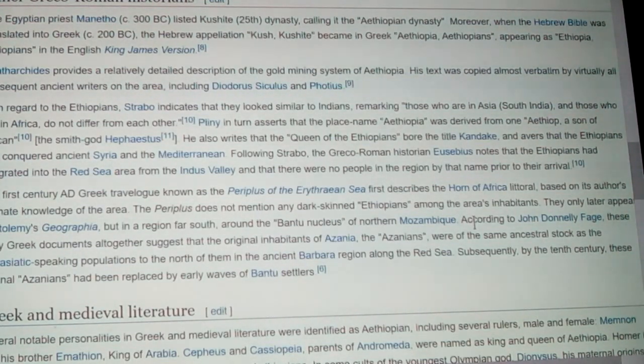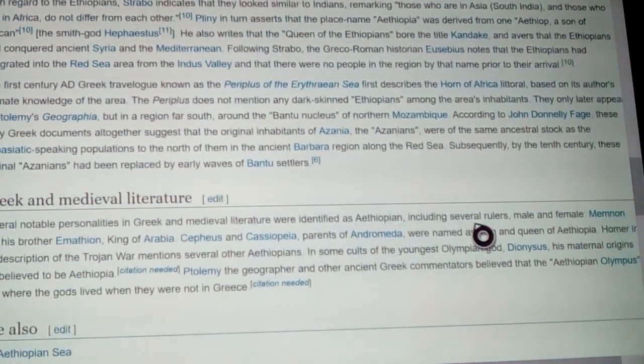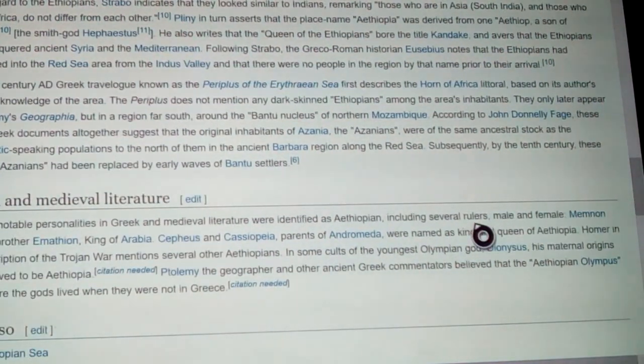The 1st century AD Greek travelogue known as the Periplus of the Erythraean Sea first describes the Horn of Africa littoral based on its author's intimate knowledge of the area. The Periplus does not mention any dark-skinned Ethiopians among the area's inhabitants. They only later appear in Ptolemy's Geographia, but in that region far south, around the Bantu nucleus of northern Mozambique, according to John Donnelly Fage.